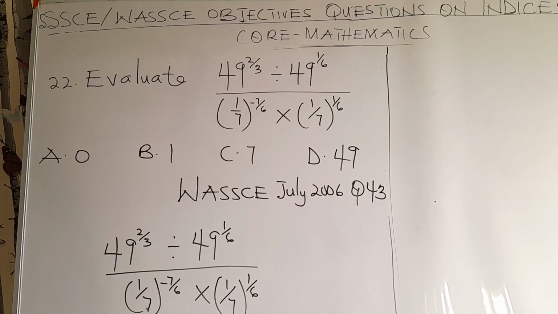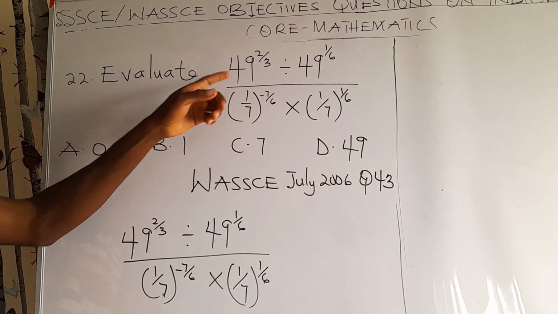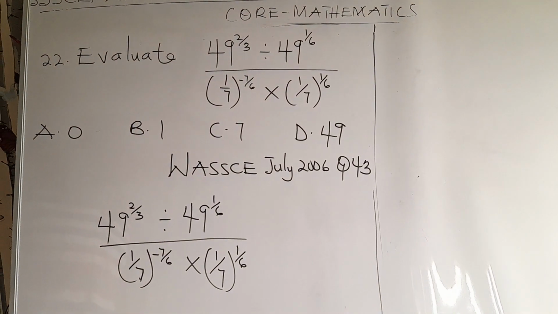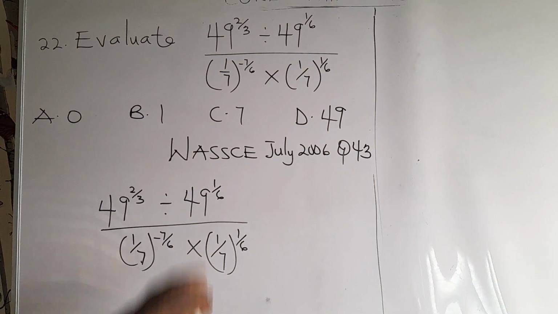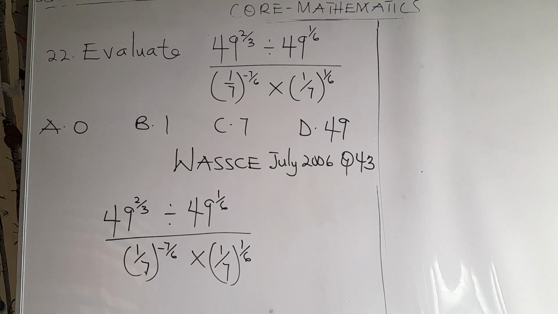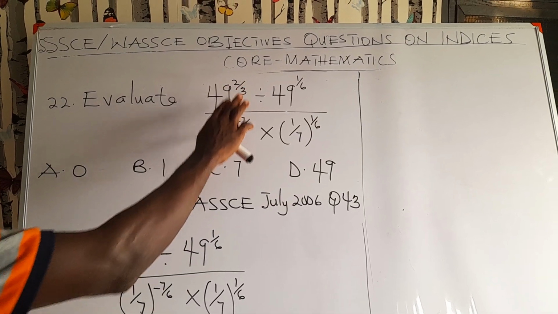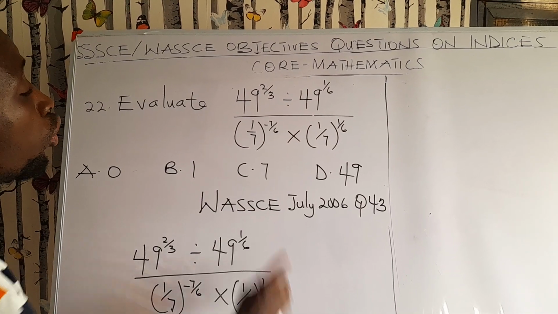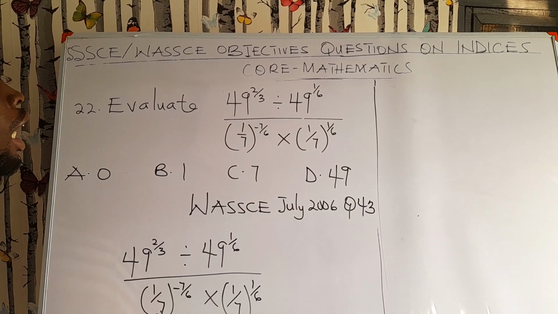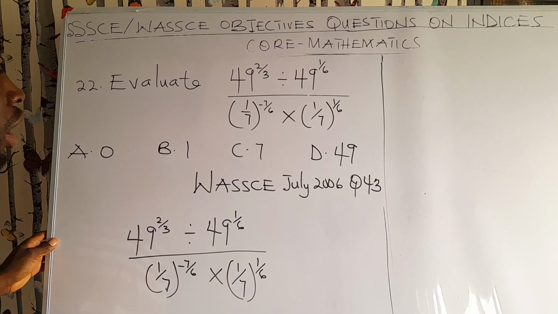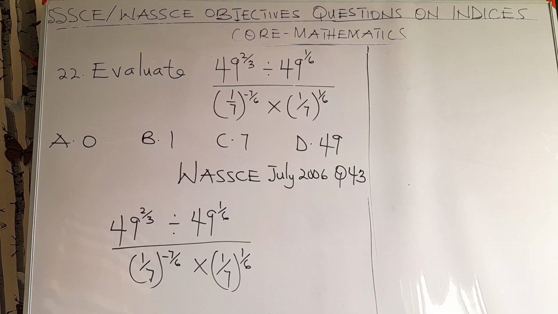So let's solve the next one. Question number 22. They say evaluate 49 exponent 2/3 divided by 49 exponent 1/6, all over 1 over 7 exponent negative 7 over 6 times 1 over 7 exponent 1/6.